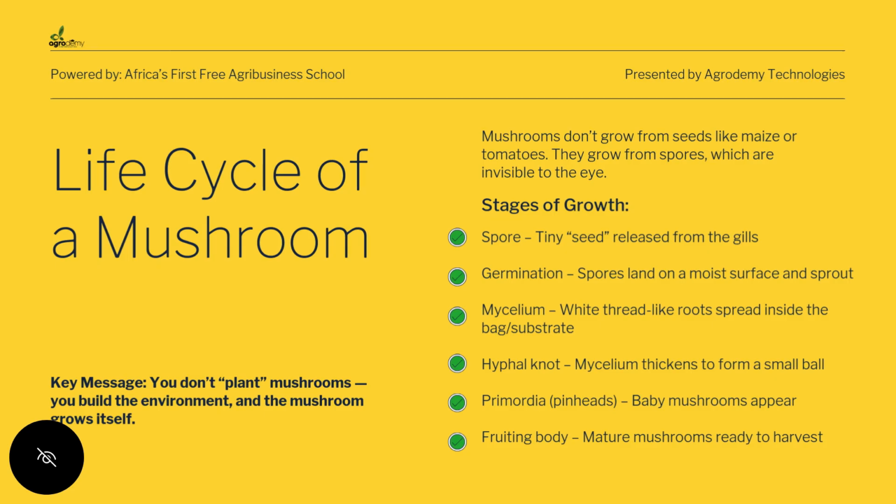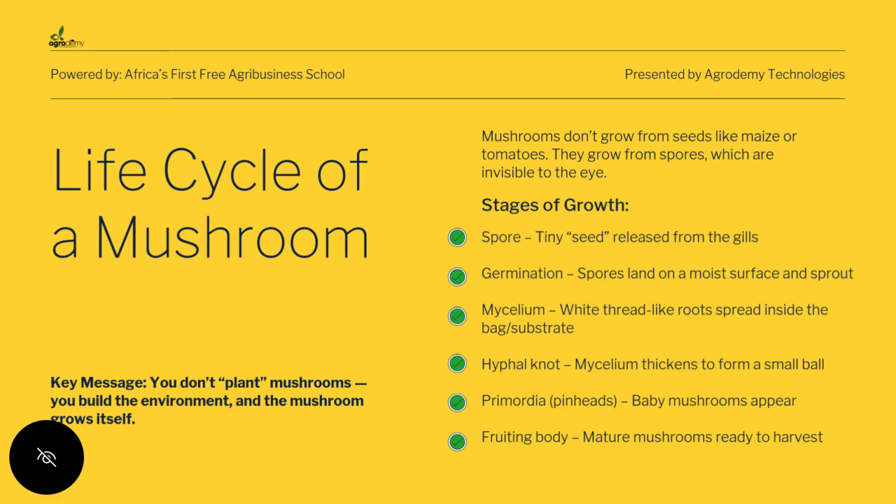So now let's talk about the life cycle of mushroom, right? But first of all, I'd like to drop a key message. You don't plant mushrooms, you build the environment and mushroom grows itself. So mushroom don't grow from seed like maize or tomatoes. They grow from their spores, which are invisible to the eye.